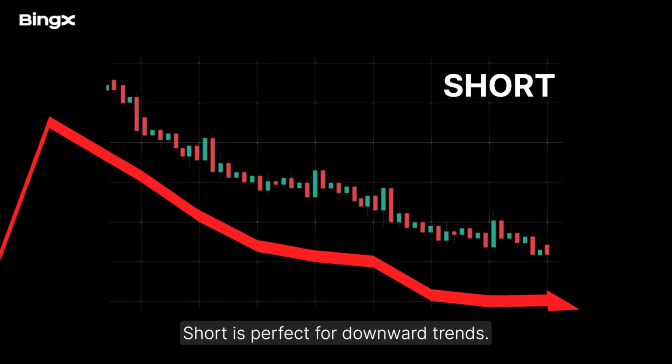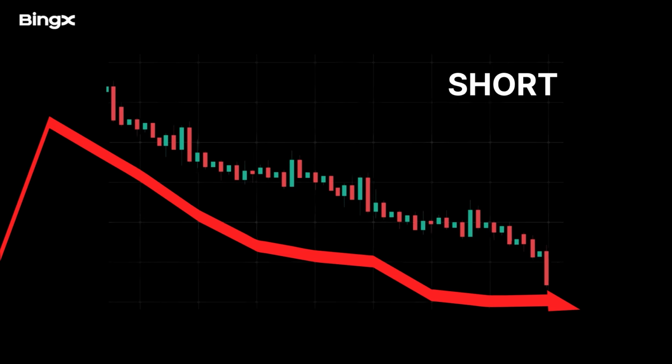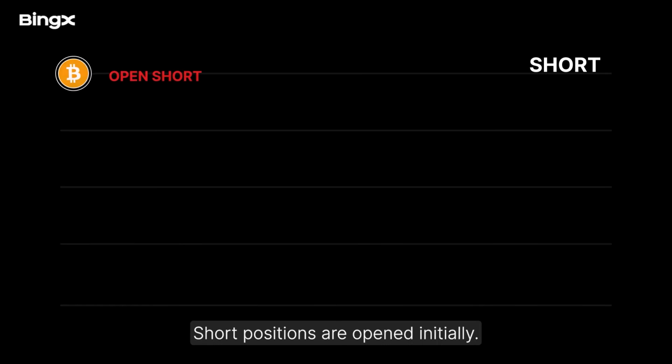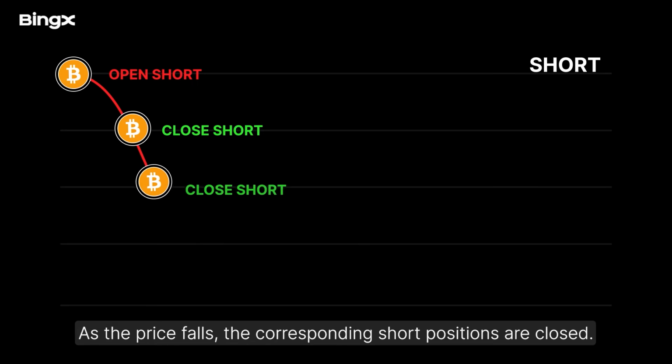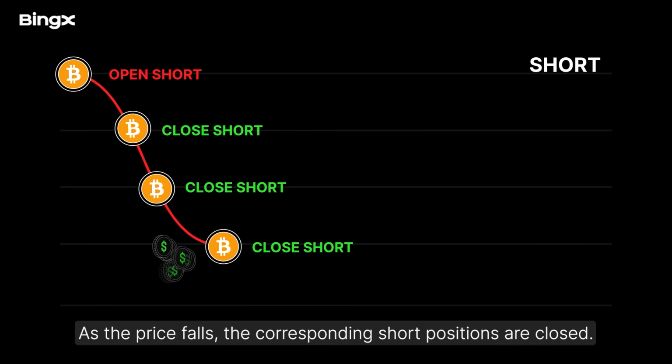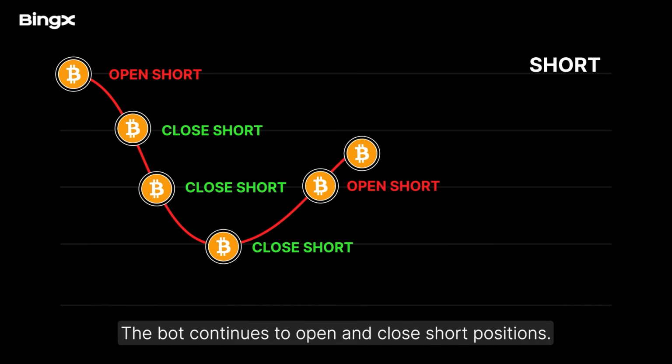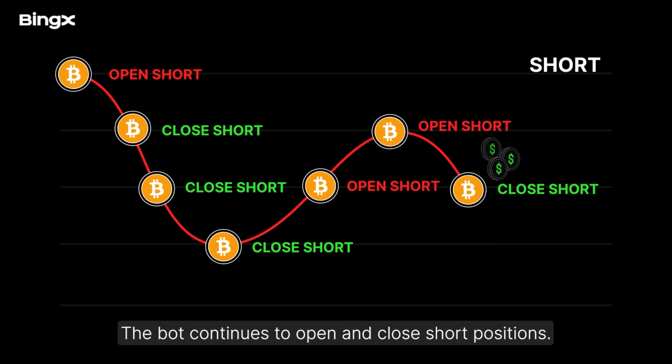Short is perfect for downward trends. Short positions are opened initially. As the price falls, the corresponding short positions are closed. The bot continues to open and close short positions.